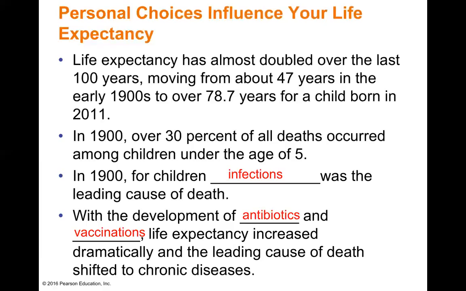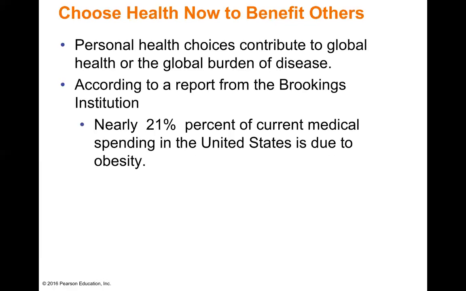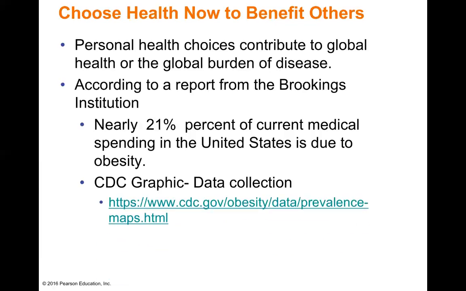So life expectancy has really increased. So personal choices really do affect global, and they do shift the burden. So 21%, however, of our current medical spending in the United States is due to obesity. Yes, it's a big issue. And then if you want to, you can click out on this obesity data prevalence map, and you can see our trends starting from the 1970s and going from blue to dark red. So check that out.